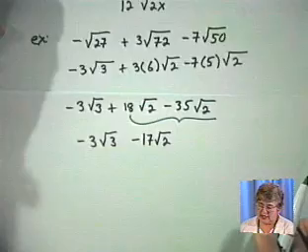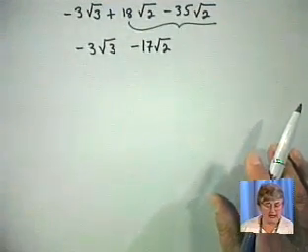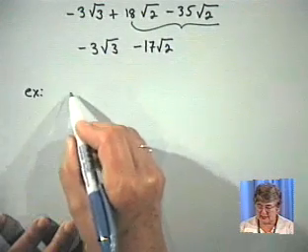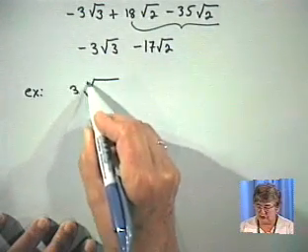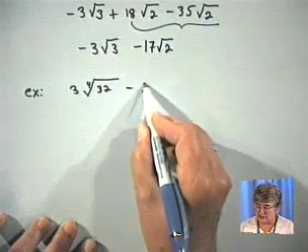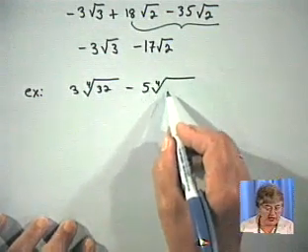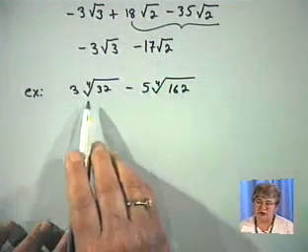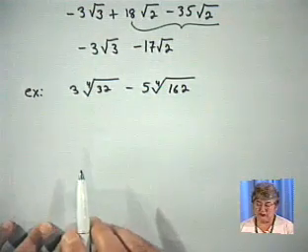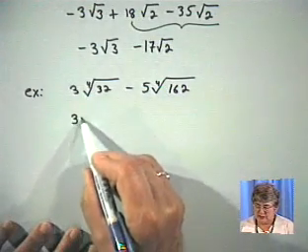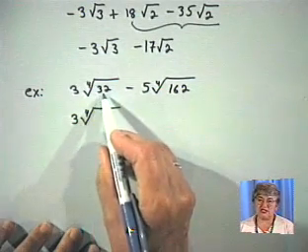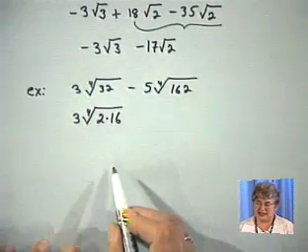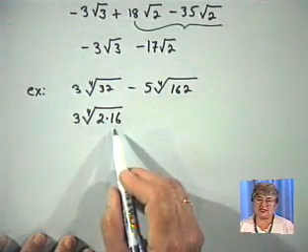The problem is the same if we work with radicals that have a higher index. For example, suppose that we have 3 times the 4th root of 32, minus 5 times the 4th root of 162. Okay? Now we're working with 4th roots. What we want to do is find perfect 4th roots. A factor of 32 is 16. So 32 is the same thing as 2 times 16, because the 4th root of 16 is equal to 2.